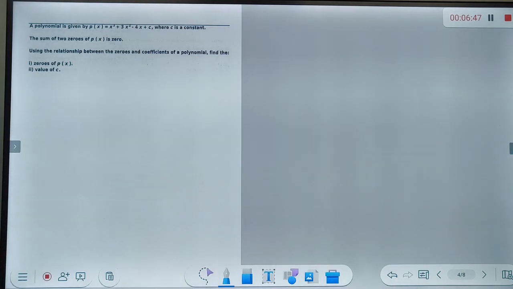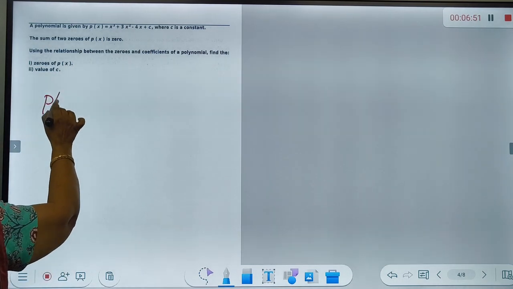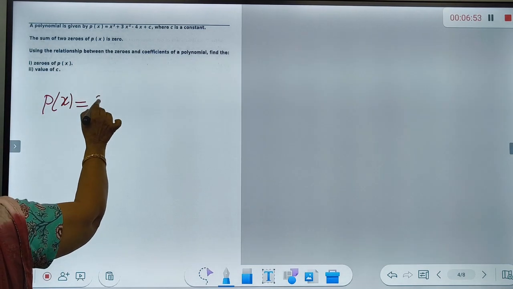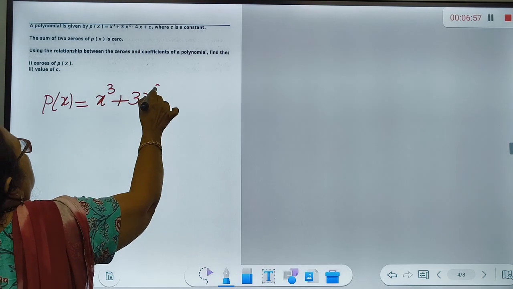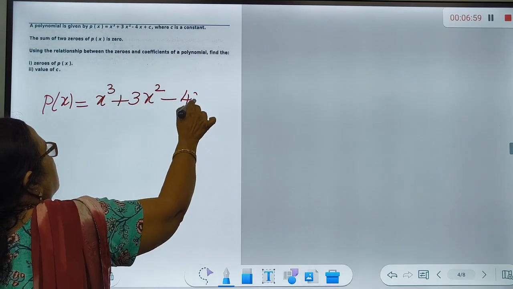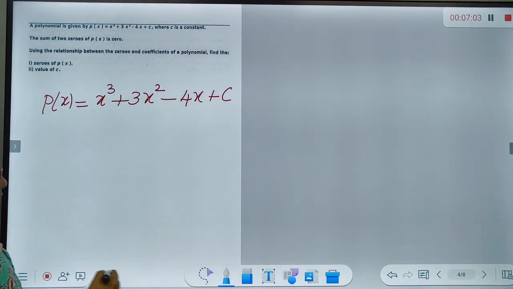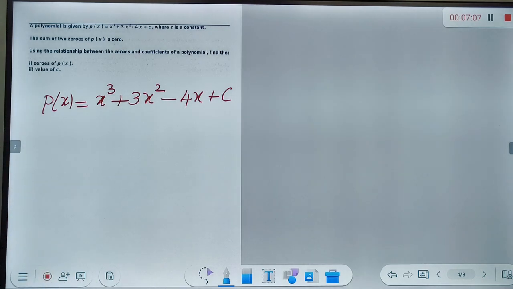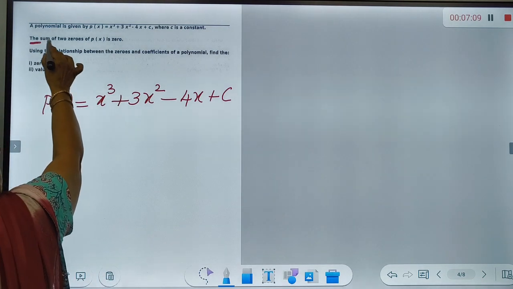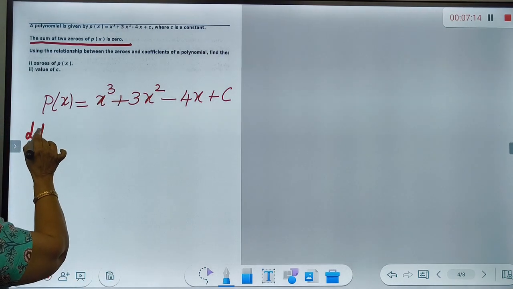A polynomial is given by p of x equal to x cube plus 3x square minus 4x plus c. The sum of the zeros of the polynomial is 0. It's a cubic equation. It will have 3 zeros.